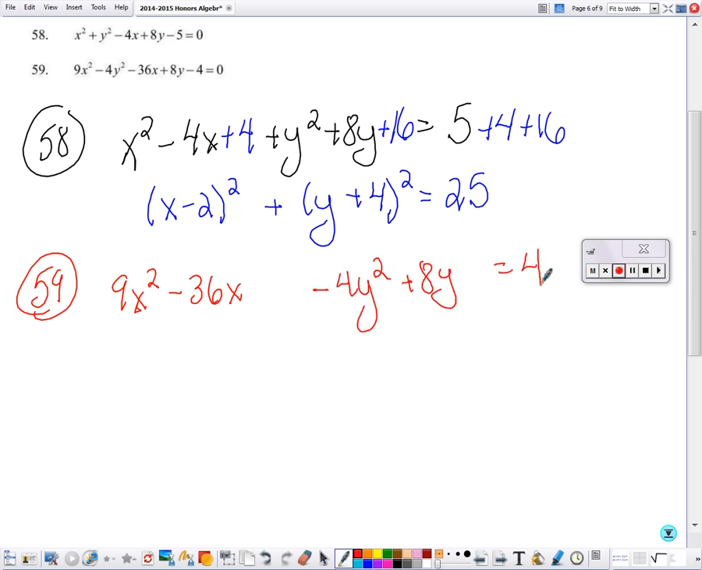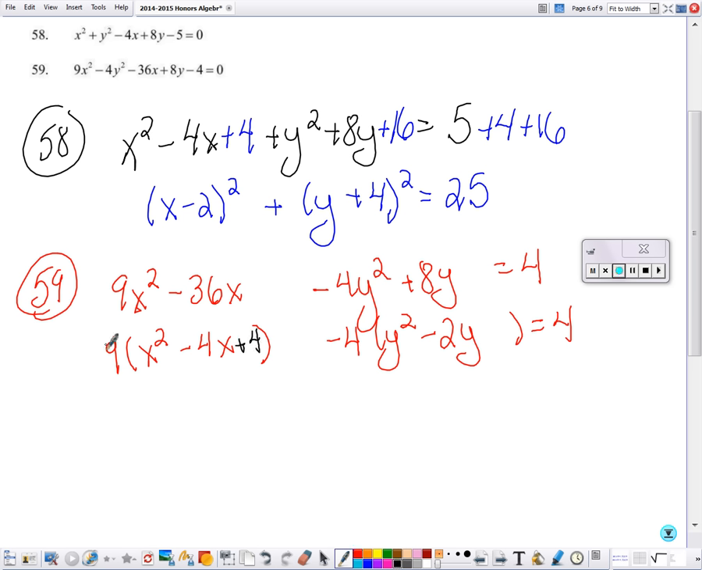And I'm going to move the constant to the right. So now before we complete the square, we have to factor out the coefficients. For the y squared, we're going to factor out the negative 4. So 8 divided by negative 4 is negative 2. So half of 4 squared is 4, but then 4 times 9, add 36. Half of 2 squared is 1. 1 times negative 4 is negative 4. So now we can factor.